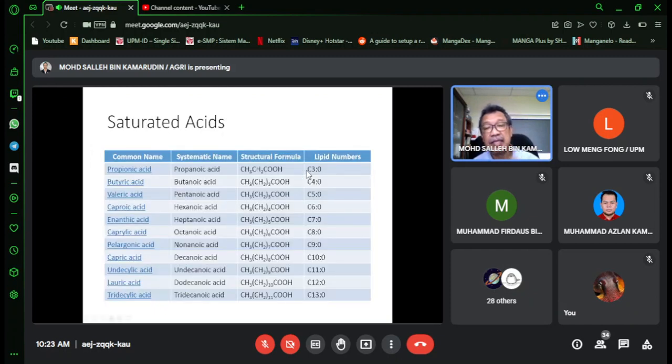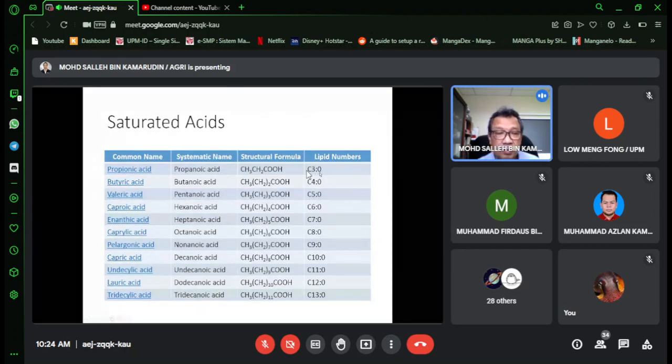Right. Okay, sorry, tadi saya kata 4, tapi 3 is the shortest. Propionic acid, dia ada C3 and 0 double bond. So dia jadi macam ni je lah, C3:0. To describe the fatty acid. Ya. And then yang C4 ni adalah butyric acid.